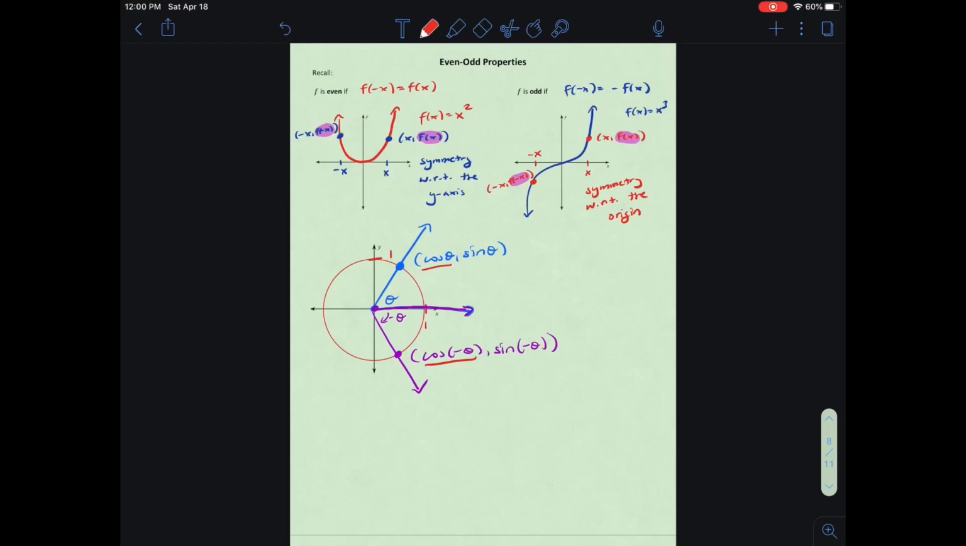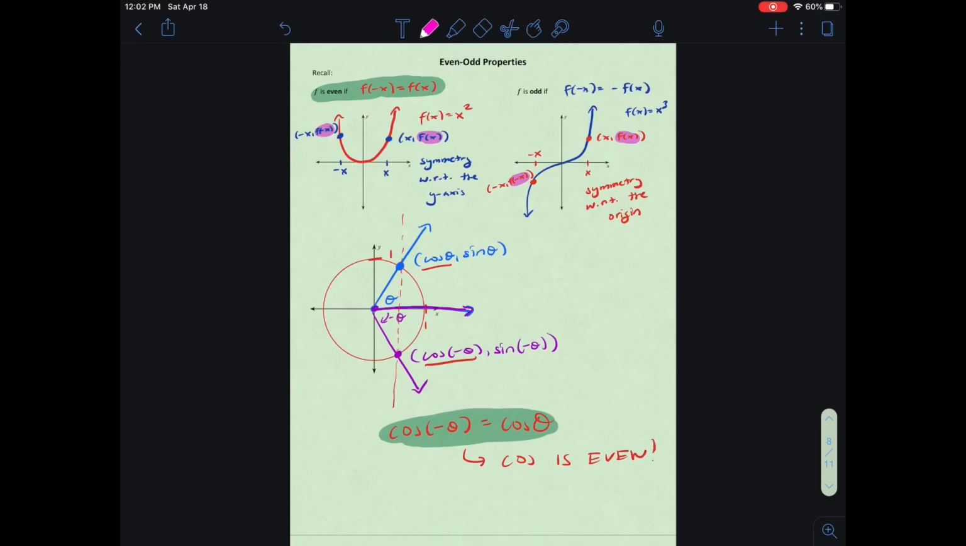Now if you look at these 2 points, you should notice that they're both on the same vertical line. So what that tells me then is that cosine of negative theta must be the same value as cosine of theta, right? They have the same x coordinate, in other words. So if you remember earlier when we defined an even function, f is even if f of negative x equals f of x. Here, it's that same form, right? Cosine of negative theta equals cosine of theta. And so what this tells me then is that cosine is an even function.